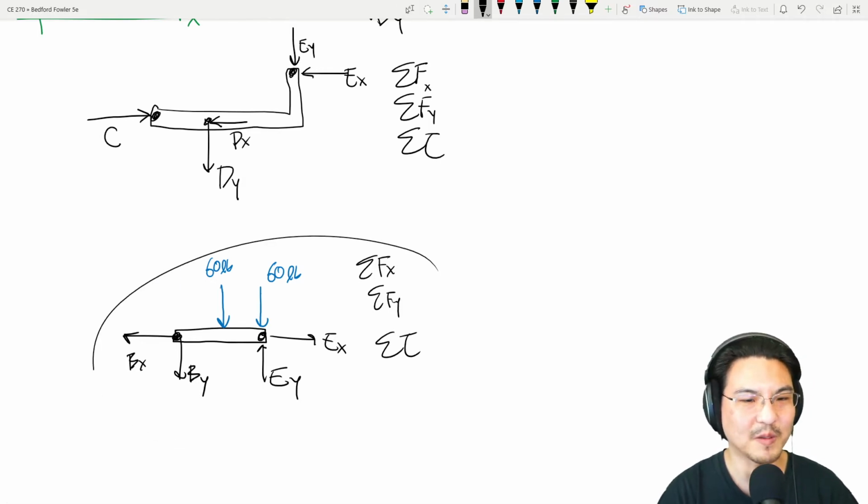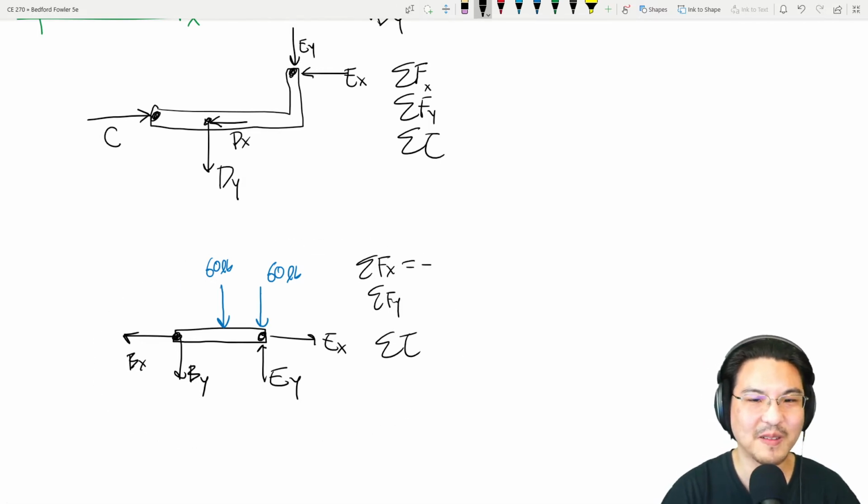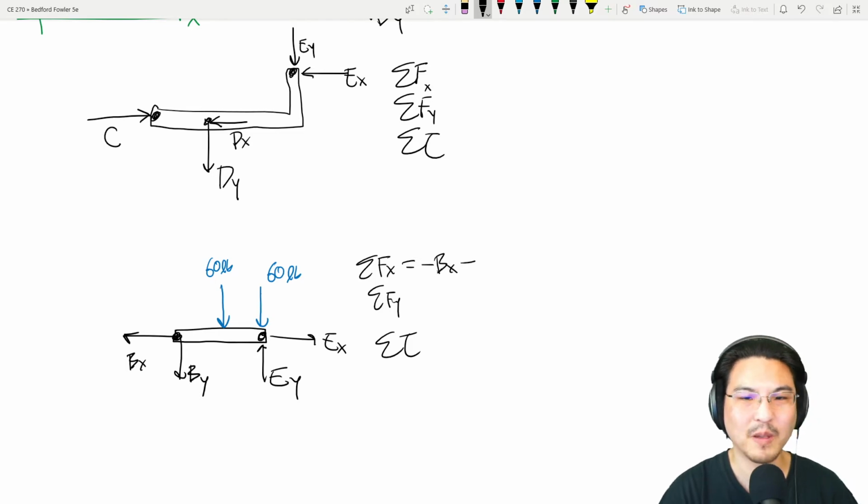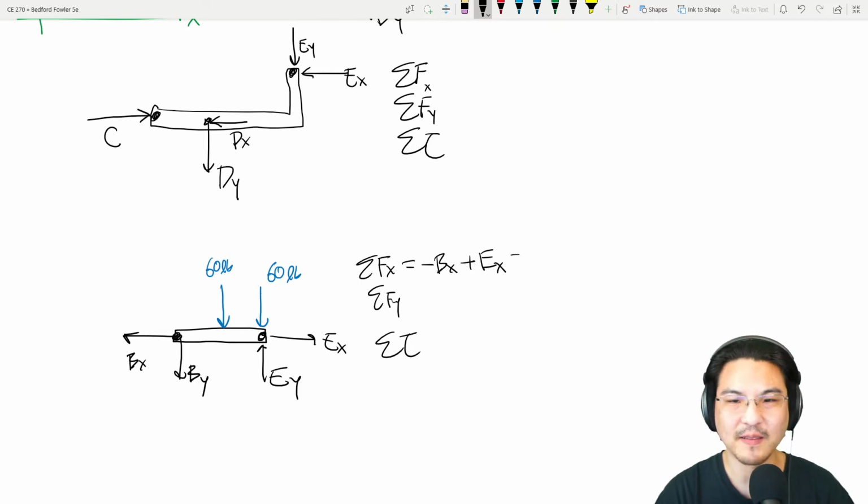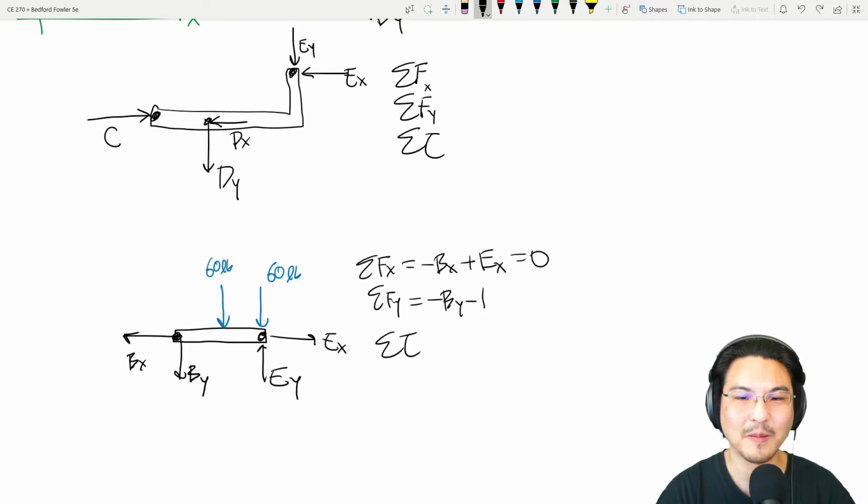All right, so, since I'm already here, X direction: minus BX plus EX. Is that it? That's it. Okay, Y direction: negative BY minus 60 minus another 60 plus EY. Okay.